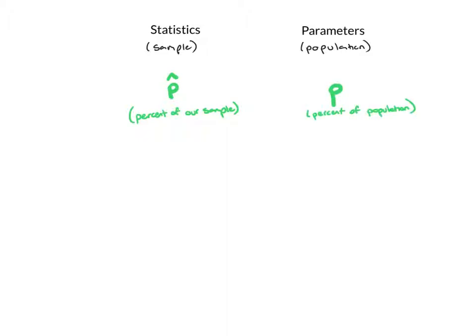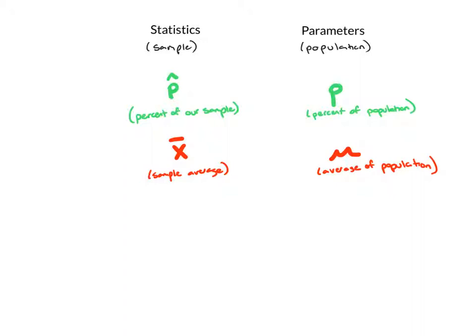We also went on to talk about averages. So we had x bar is the average of our group of people, our sample, and mu was the average of the entire population. So we had p versus p hat, mu versus x bar, and as we come into regression here, we're going to have something very similar.